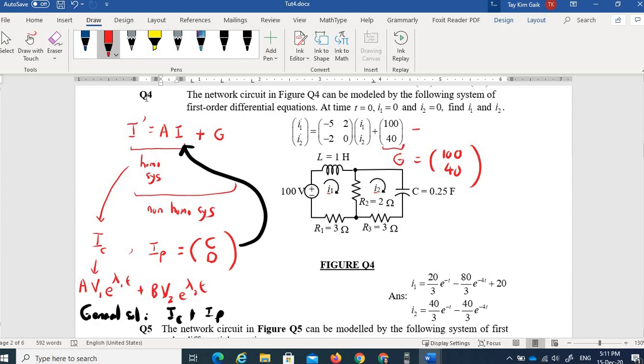The equation is actually a non-homogeneous system. Under this equation, you just directly solve it. Don't bother about the derivation of the non-homogeneous or homogeneous system. Here, at time t equal to 0, I1 is 0, I2 is 0, find I1 and I2 means you have to plug in the initial condition. When you plug in the initial condition, don't plug into IC only. If you plug into IC, you can find A and B too, but it's wrong because this ODE is a non-homogeneous system, so you cannot plug into IC. You have to plug into the general solution.